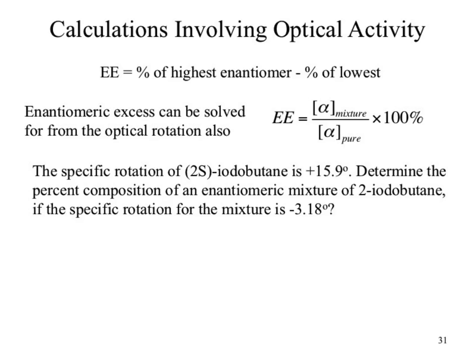This gets a bit exciting, involving a bunch of calculations and all this fun stuff. The specific rotation of that compound is plus 15.9. Determine the percent composition of an enantiomeric mixture of 2-iodobutane if the specific rotation is negative 3.18. Okay. So the percent composition means I want to know, in this case, the percent S equals and the percent R equals.